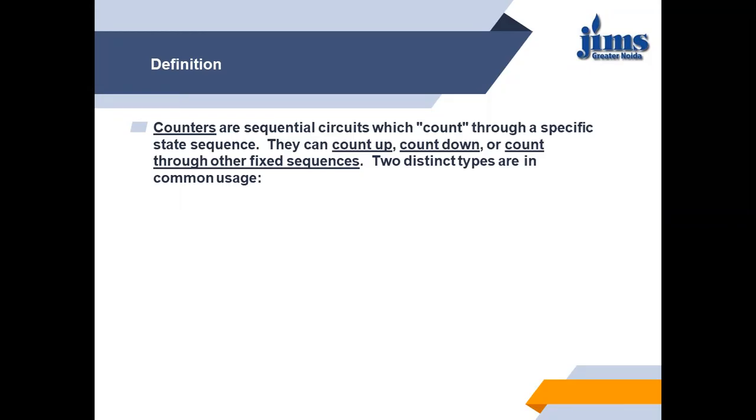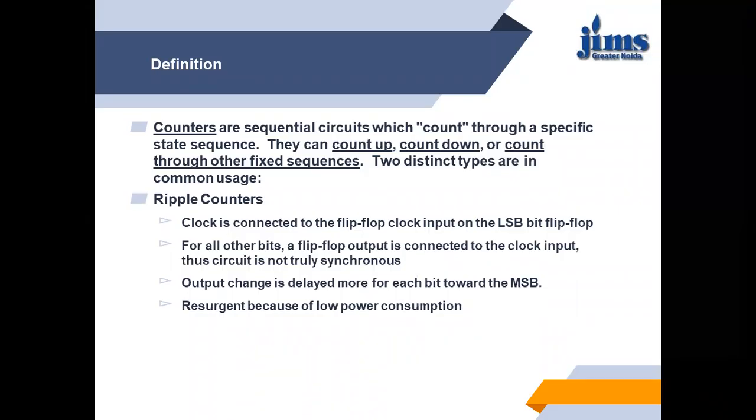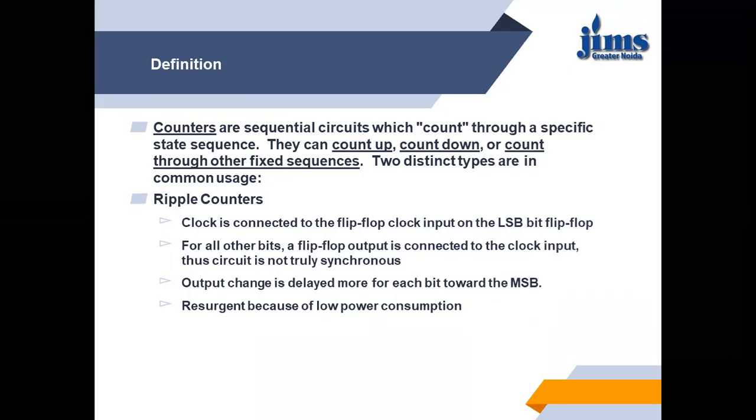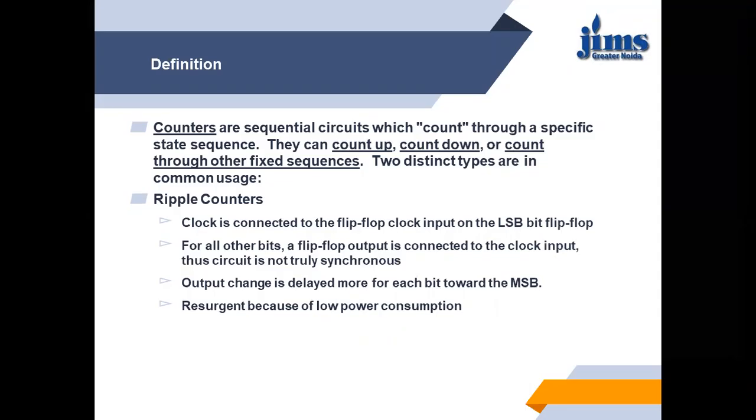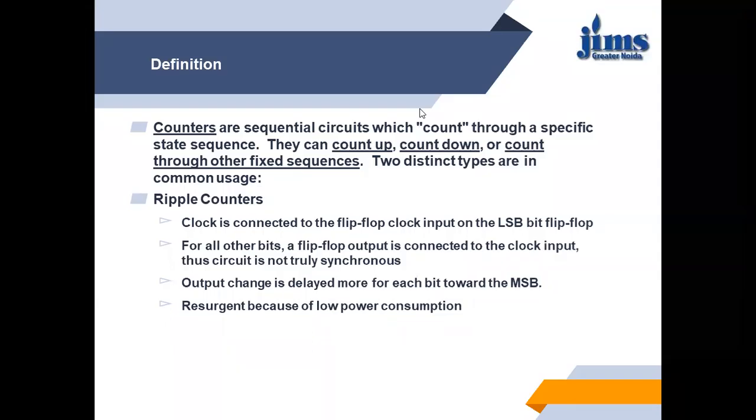And as far as the types of counters are concerned, there are two distinct types. The first one is the ripple counter. In the ripple counter, the clock is connected to the flip-flop clock input of the LSB, the least significant bit flip-flop. For all other bits, a flip-flop output is connected to the clock input. That means only a single clock is given to the very first flip-flop, which is the LSB of the counter. When we discuss it with the help of circuit diagrams and timing diagrams, it will be more convenient to understand.